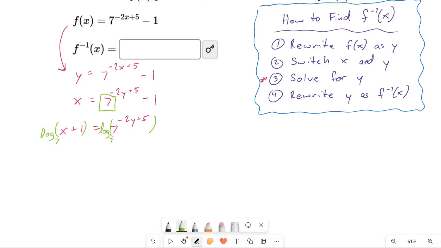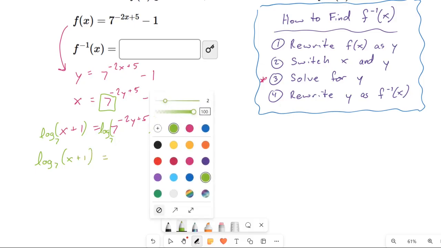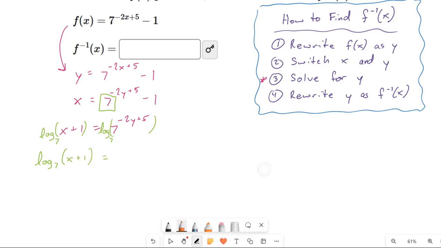So let's watch what happens as I expand this out. On the left, nothing special. It's just log base 7 of x plus 1. On the right, some interesting stuff happens. Number 1, if you notice this exponent right here, according to the power rule of logarithms, that drops down in front. So what I'm going to get here now is negative 2y plus 5 in front of the logarithm log 7 of 7, log base 7 of 7.